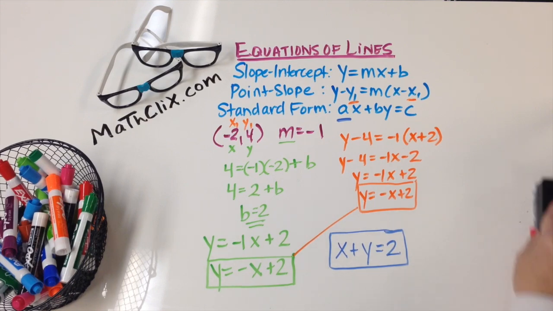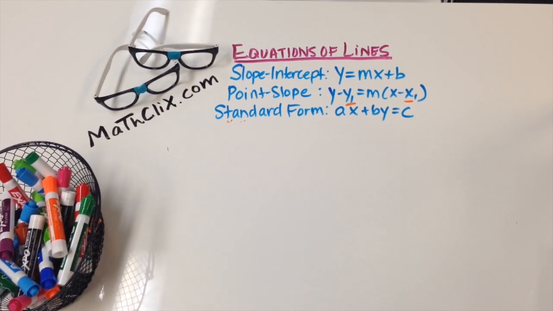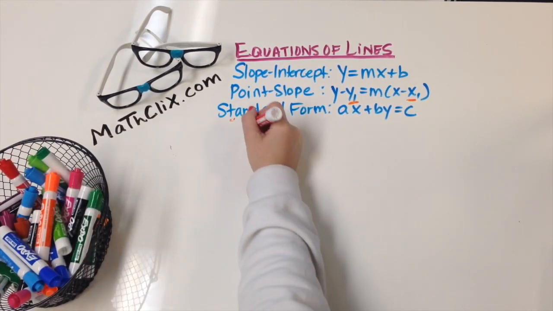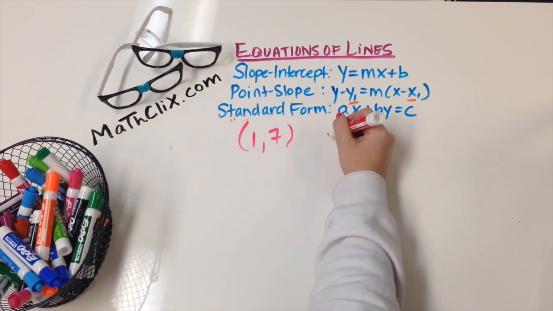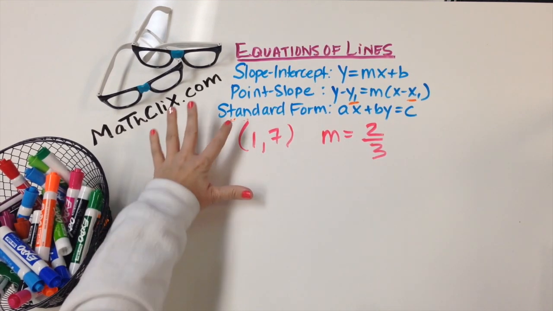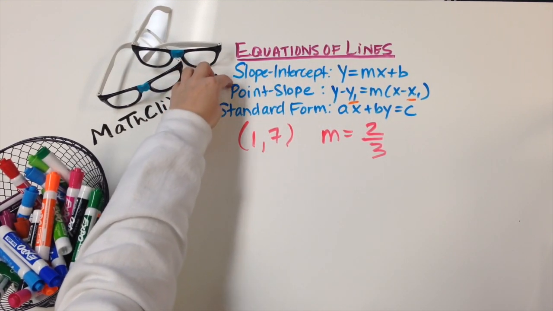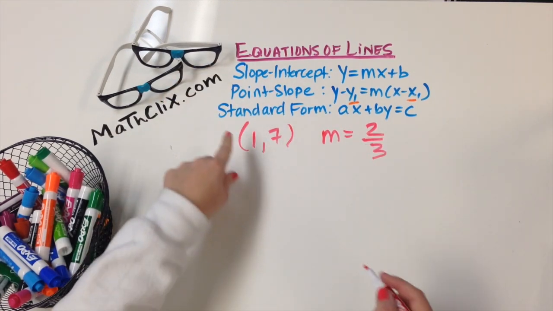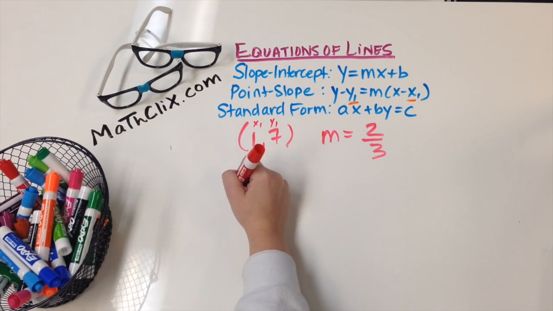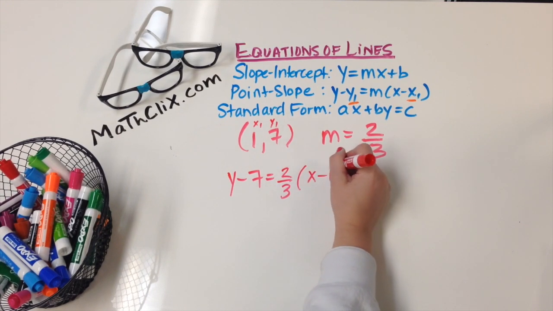Let's look at one more example of how to put an equation in standard form. Suppose you have the point (1, 7) and a slope of 2/3. So now you can write the equation of the line, and I can choose either which way that I want. So I'm going to go with the point-slope form. So I'm going to do y minus 7. This is my x1, y1. y minus 7 equals m, which is 2/3, times x minus 1.